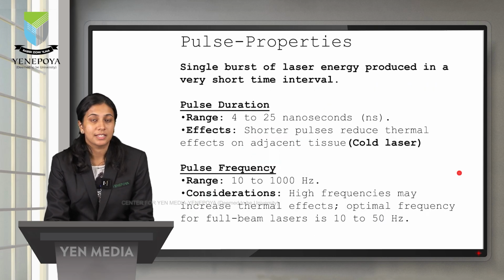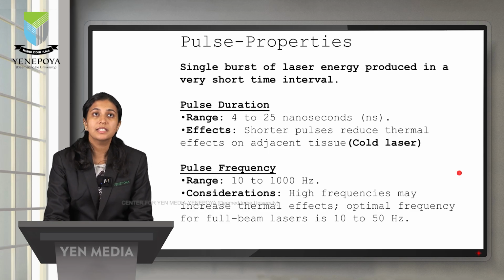Now coming to pulse. The energy released is in the form of pulses. What is a pulse? A pulse is a single burst of laser energy produced in a very short interval. They have a few properties. First is pulse duration. The duration is between 4 to 25 nanoseconds. Shorter pulses reduce the thermal effect on adjacent tissue. This is why excimer laser is called a cold laser.